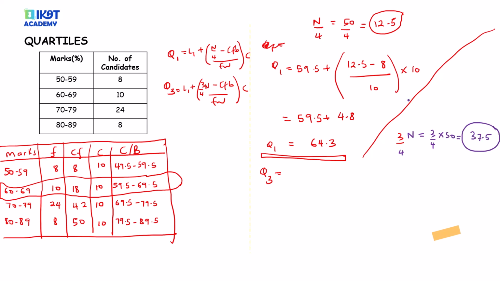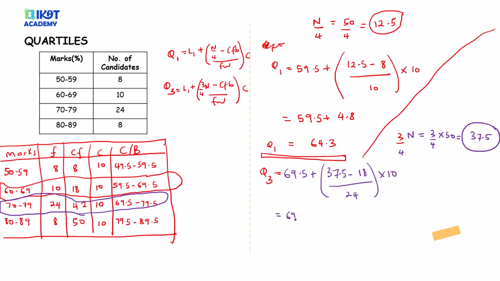When we get this 37.5, we come to the cumulative frequency and see which number is just above 37.5. For this case, this is the class we are going to use because of this 42. So Q3, L1 is going to be 69.5 plus 3 out of 4 N, which is 37.5, minus the cumulative frequency before, which is 18, over the frequency within, which is 24, times 10. I hope this is making sense.